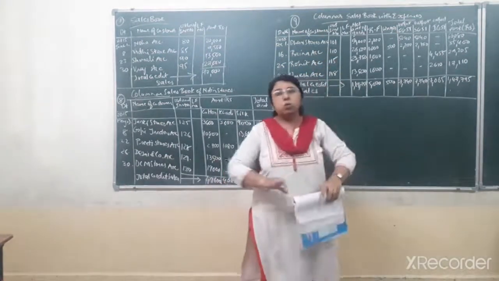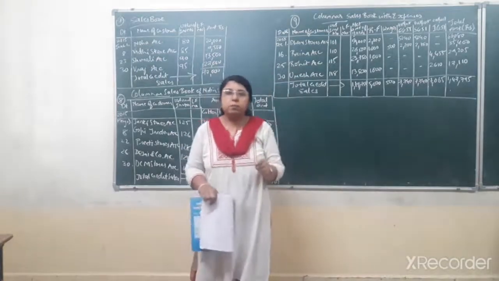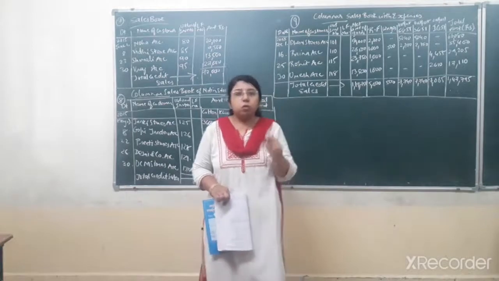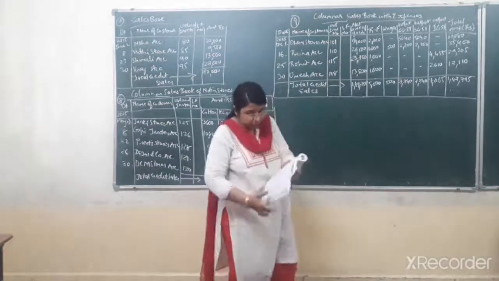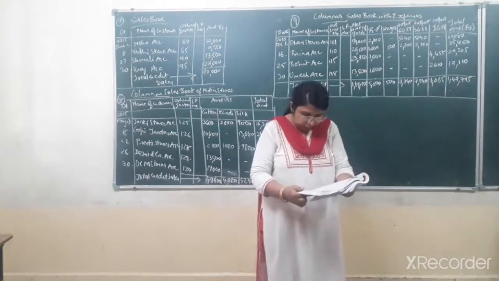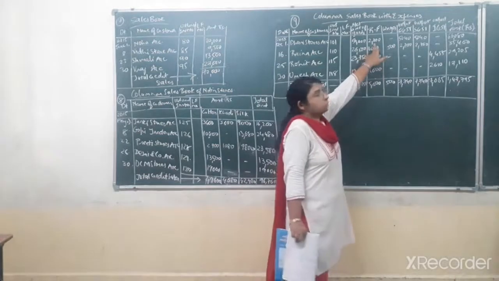that is 60,000 goods at 10% trade discount. So 60,000 minus 10%, that would come to 6,000. So remaining amount, that would come to 54,000. And railway freight that is given to you, that is 2,000. Okay, so in the column of railway freight, I have written 2,000.